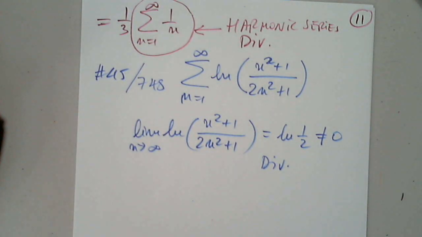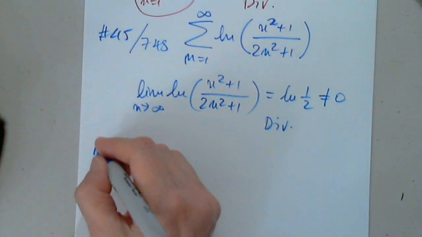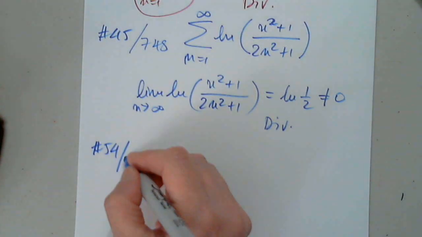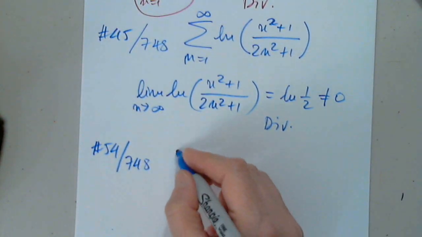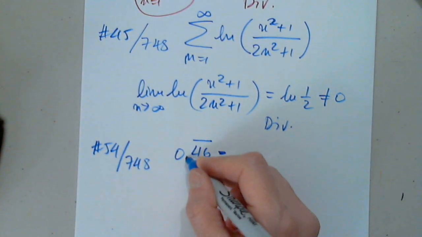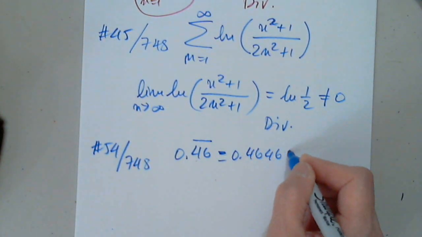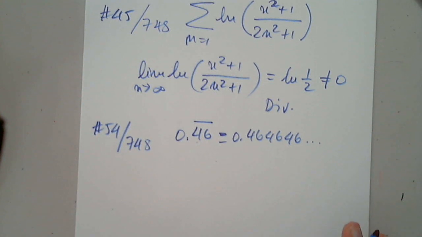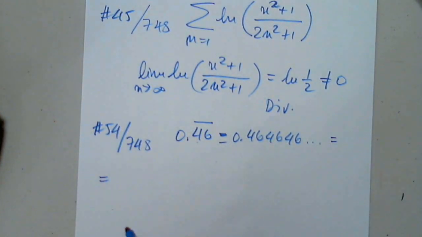Let's take a look at 54 on the same page, 748, and we have 46, which we know is 0.46, 46, 46, and so on and so forth. So the question here again: express the number as a ratio of integers. Okay, so that's our first step. How do we do this?